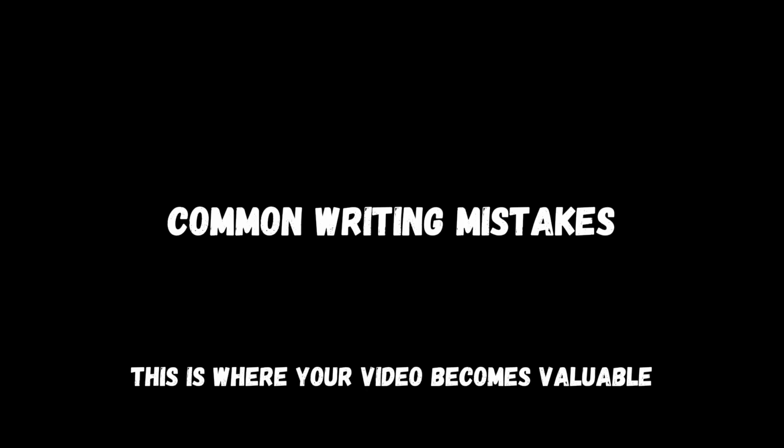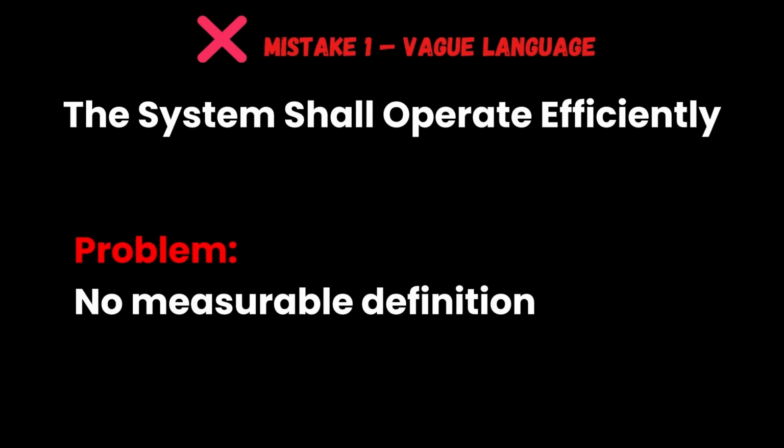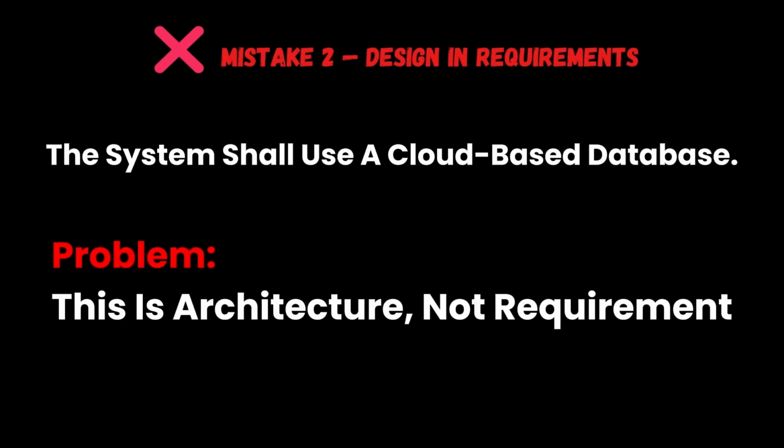Common writing mistakes. Now let's focus on mistakes. This is where your video becomes valuable. Mistake 1. Vague language. The system shall operate efficiently. Problem. No measurable definition. Mistake 2. Design in requirements. The system shall use a cloud-based database. Problem. This is architecture, not requirement.